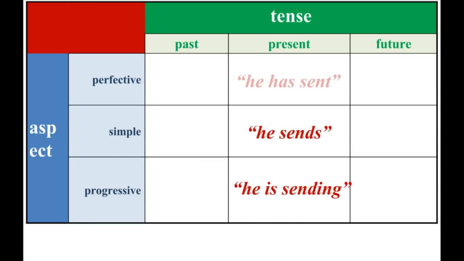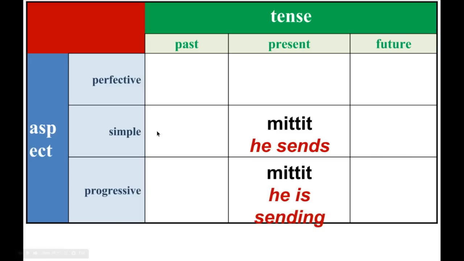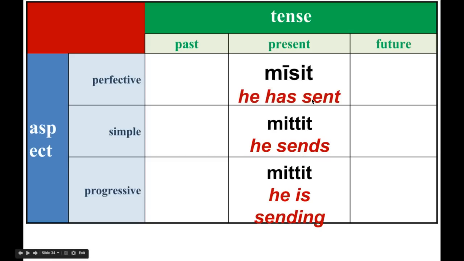How would this look in English? He sends, he is sending, he has sent, he sent. Now let's say the Latin. Mittit, he sends, could also be he is sending. Misit, he has sent. The perfect indicative can either signify perfective present or simple past, he sent.